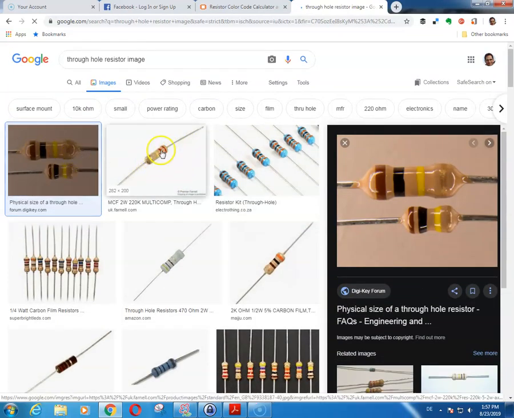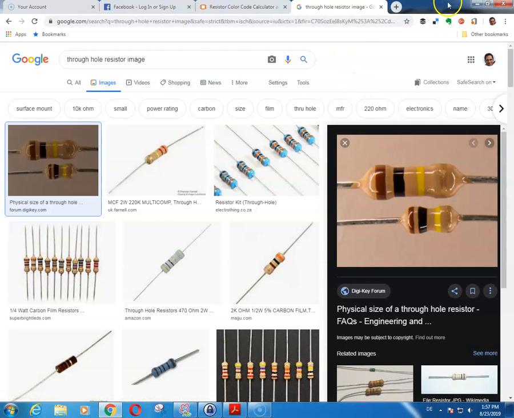This length would be something like 10 millimeters, 8 millimeters or so, and this is like a cylinder, and the diameter is something like 3-4 millimeters or so. So that's basically a resistor.